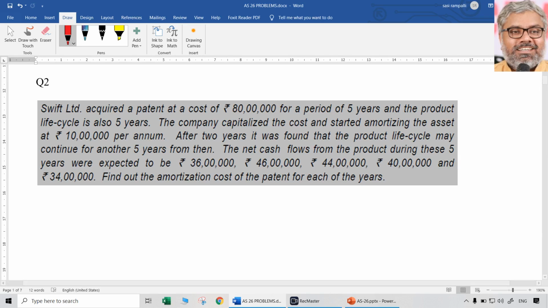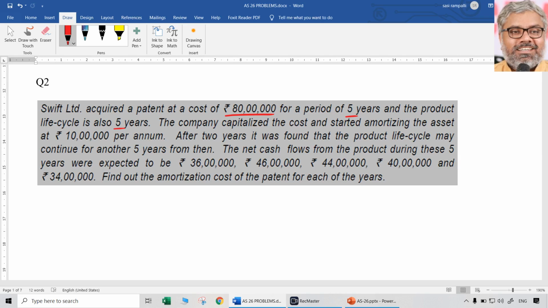More or less, it is a very commonsensical and simple calculation that will be involved in this type of questions. But yeah, number of years will vary from question to question. Look at this question number 2. Swift Limited acquired a patent at a cost of 80 lakhs rupees. That is the cost of the asset for a period of 5 years. And the product life cycle is also 5 years. So that means naturally this 80 lakhs has to be amortized over a period of 5 years.